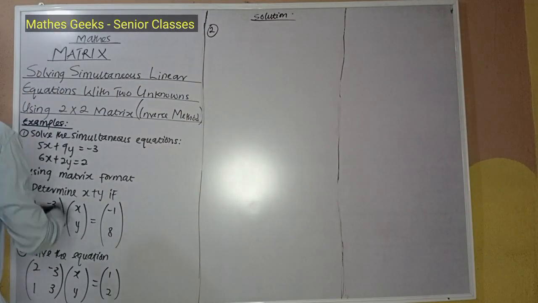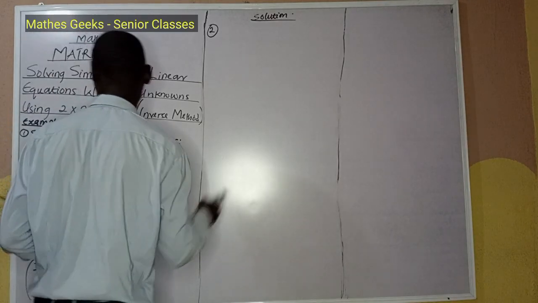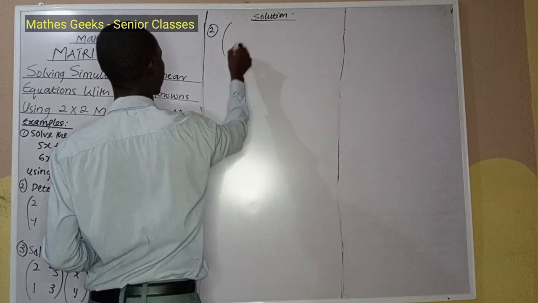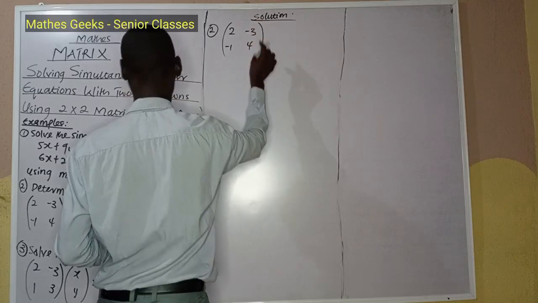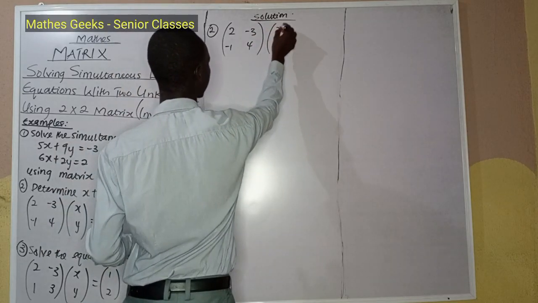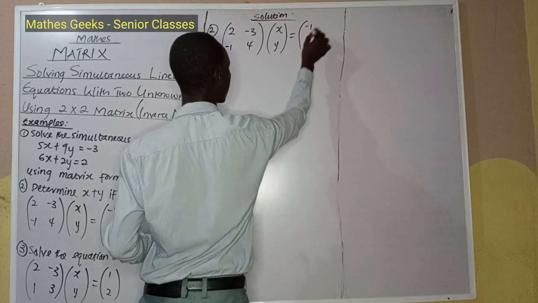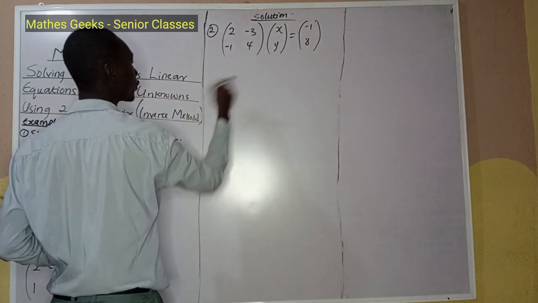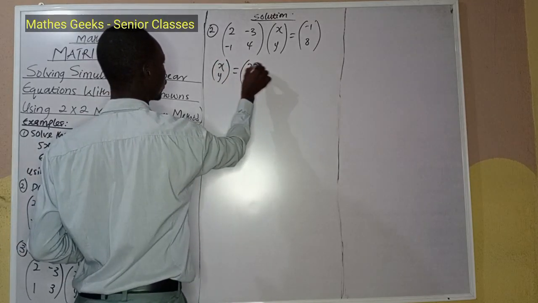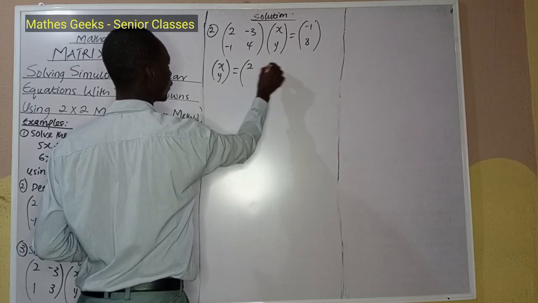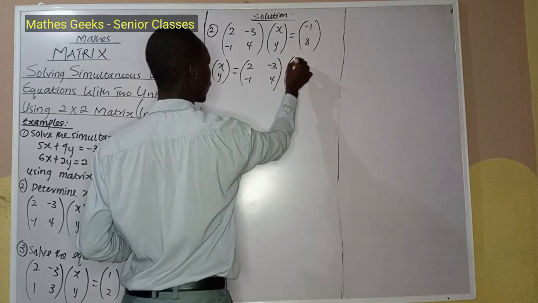So we're going to determine x plus y. So we're going to find the value of x, find the value of y. Again, add them together. We have 2, minus 3, minus 1, 4, times x, y, equals minus 1. So x, y equals the inverse of 2, minus 3, minus 1, 4, times minus 1.